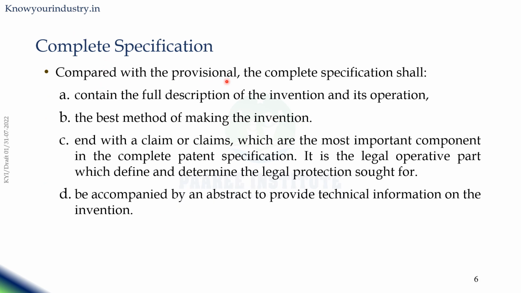Compared with the provisional, the complete specification shall contain the full description of the invention and its operation, and the best method of making the invention. It ends with the claim or claims, which are the most important component in the complete patent specification. It is the legal operative part which defines and determines the legal protection sought. It must be accompanied by an abstract to provide technical information on the invention.